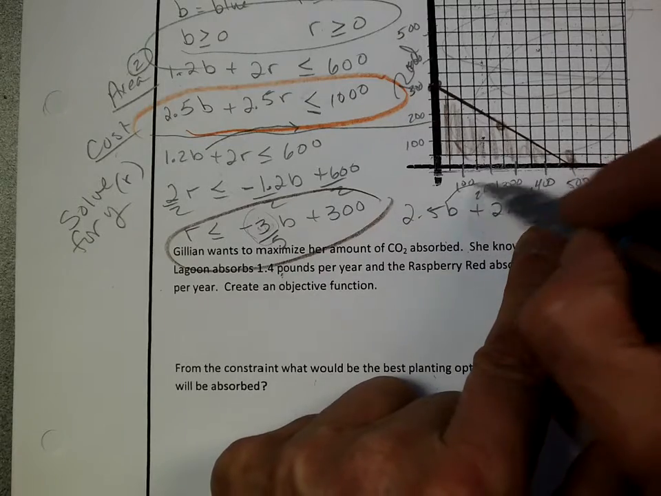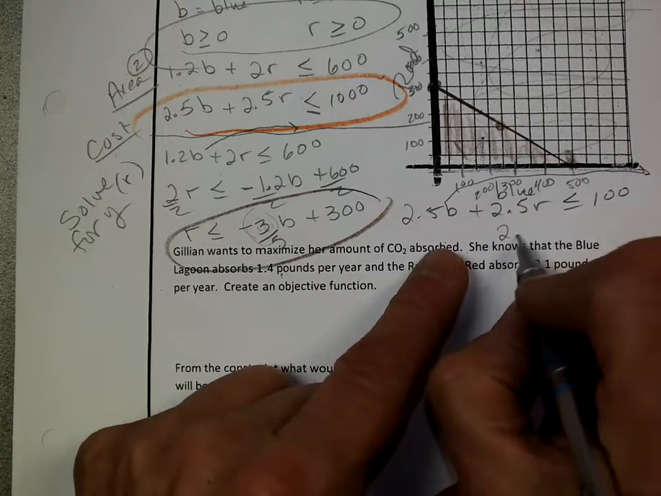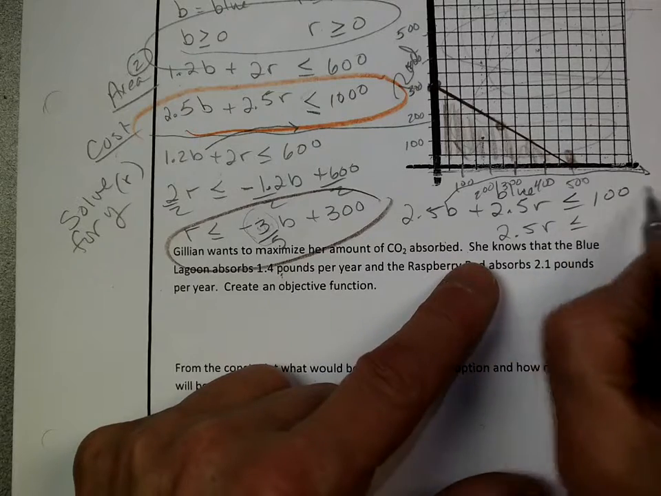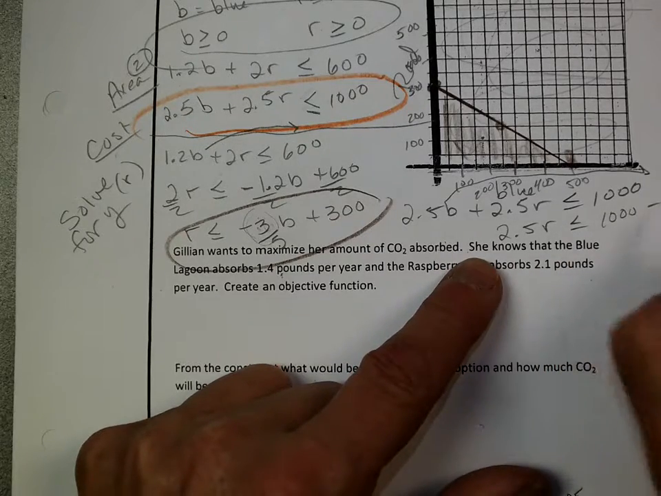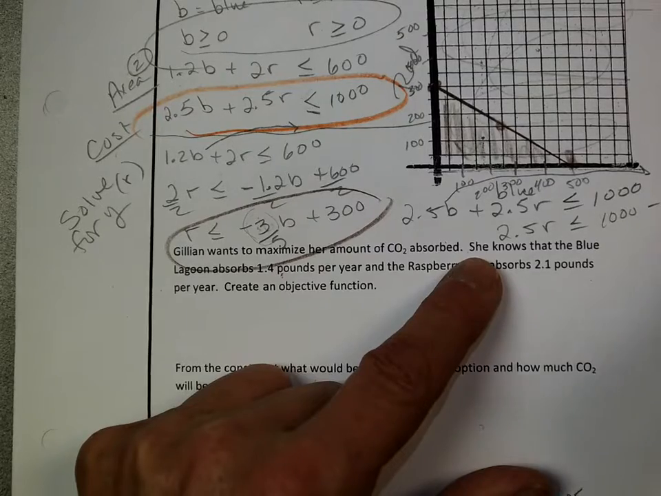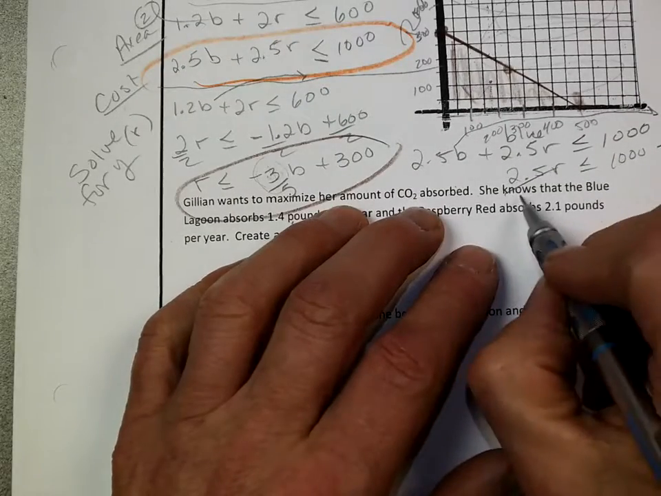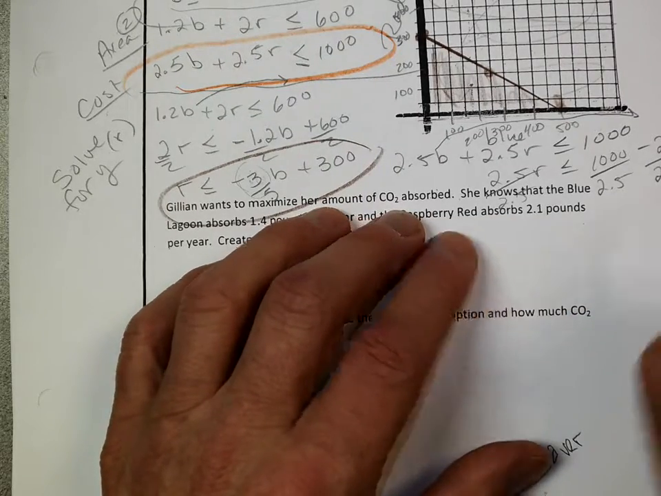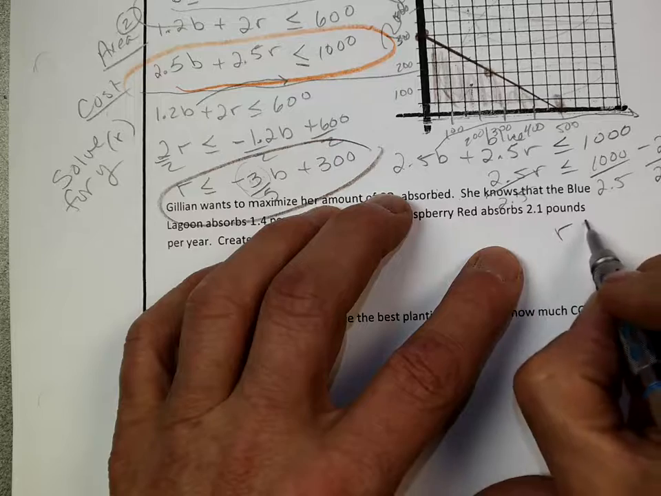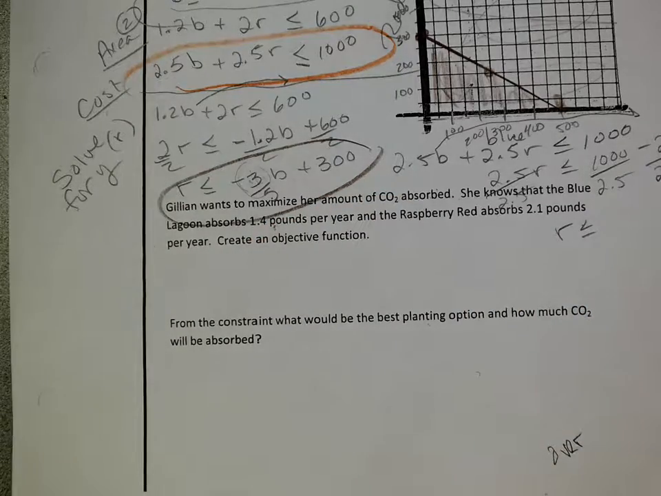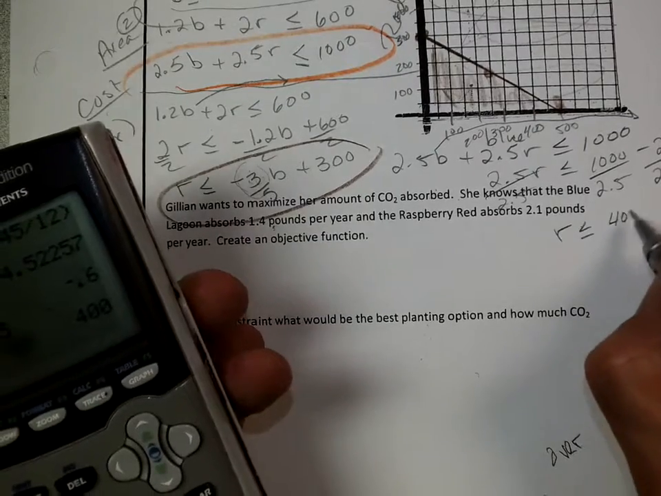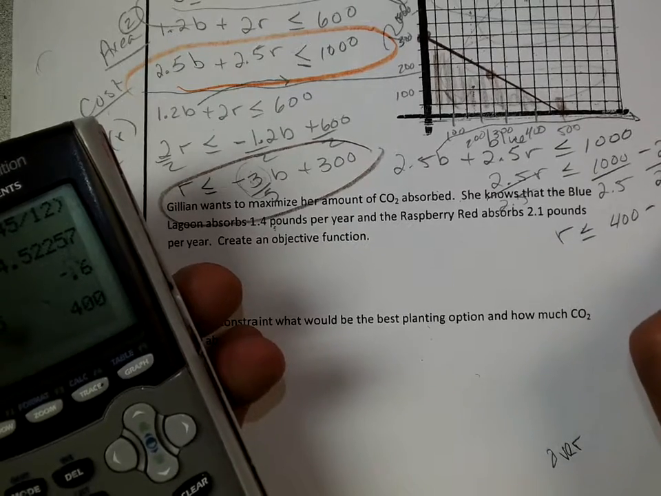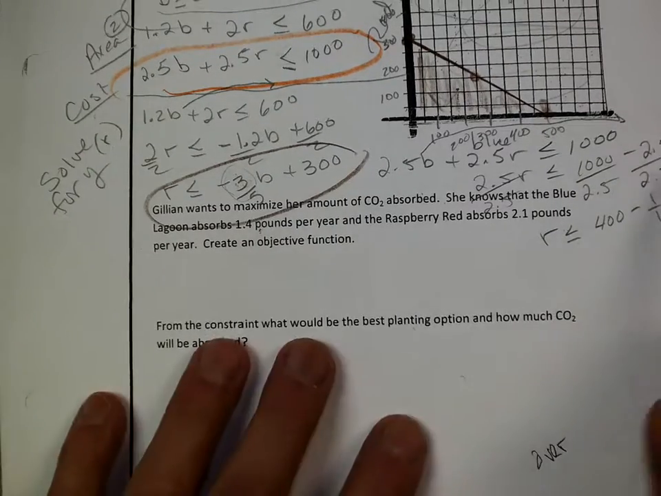Let's bring over the 2.5. So I'll have 2.5r is less than or equal to 1,000 minus 2.5b. Divide by 2.5. R will be less than or equal to, 1,000 divided by 2.5 is 400 minus 1 over 1b, all right? And I'll do that one in orange.